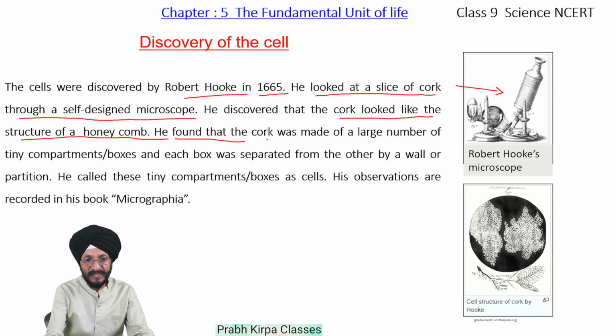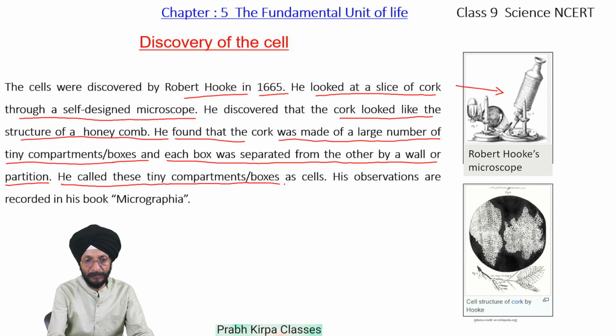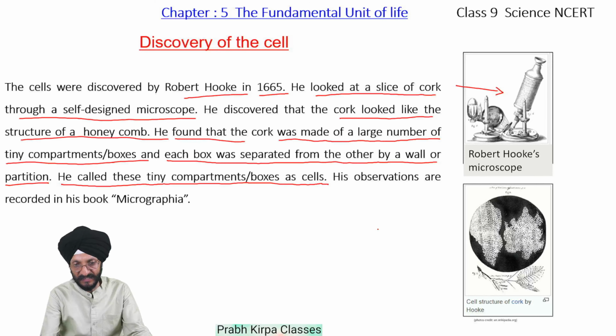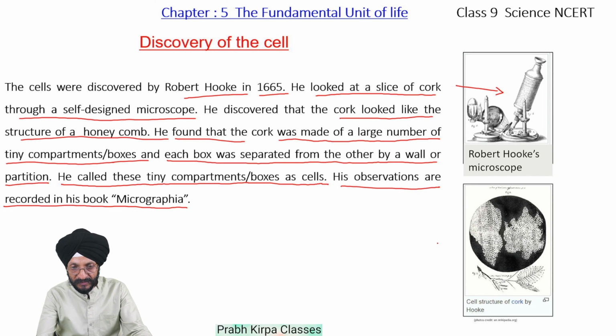He found that the cork was made of a large number of tiny compartments or boxes, and each box was separated from the other by a wall or partition. He called these tiny compartments or boxes cells. His observations are recorded in his book Micrographia. You can see here the cell structure of cork, and Robert Hooke's microscope.